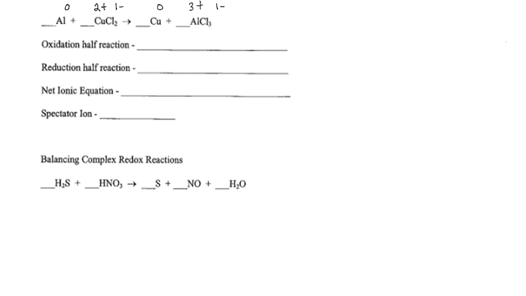The oxidation half reaction, aluminum goes from 0 to +3. Remember, charge went up, so the electrons are to the right. Cu2+ is reduced. It gains 2 electrons to form Cu0. To write a net ionic equation, we have to balance electrons. So we multiply this equation by 2, this equation by 3.